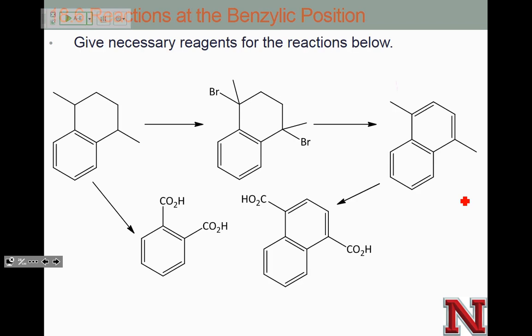So let's look at some examples. We can do a couple of transformations. If we look from here to here, we have no functionality on this outside ring, but we have two benzylic positions, so if we use Br2 in light or NBS in heat, then we can get the radical bromination of the benzylic position. Once we have that, we can do an elimination to form double bonds. Notice this reaction is going to be pretty favorable because we form two aromatic rings. We started with one, now we have two aromatic rings. So that reaction is pretty useful.